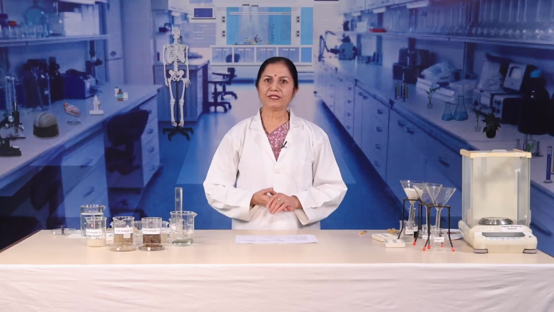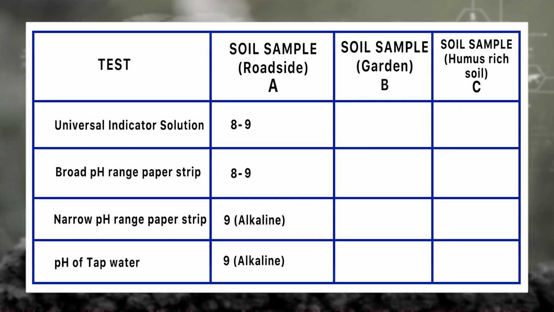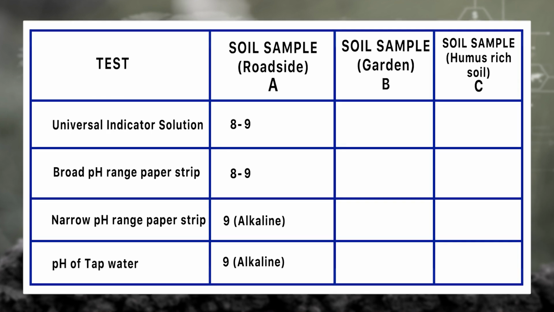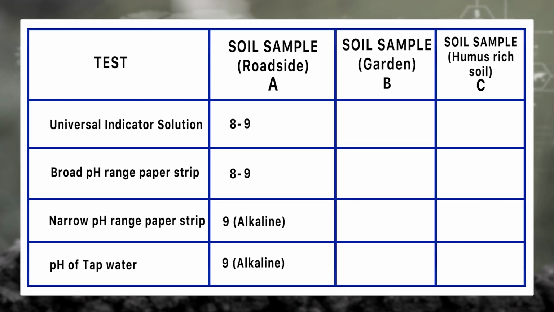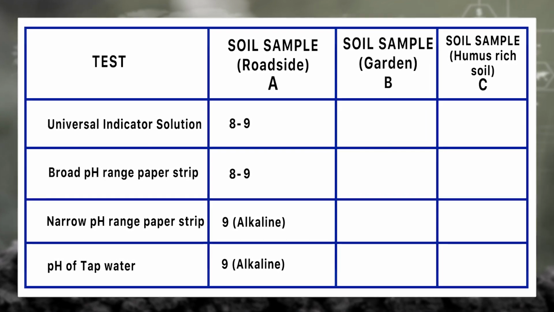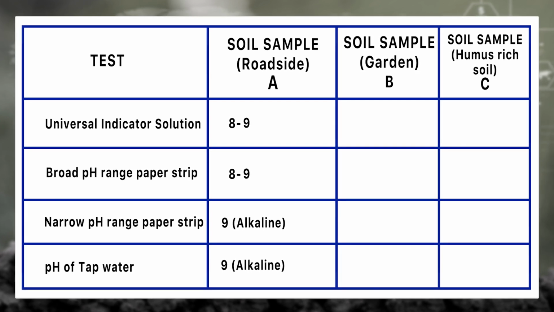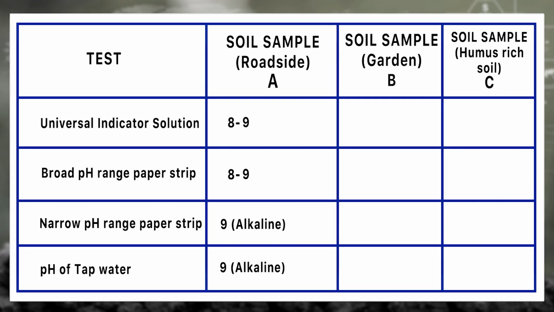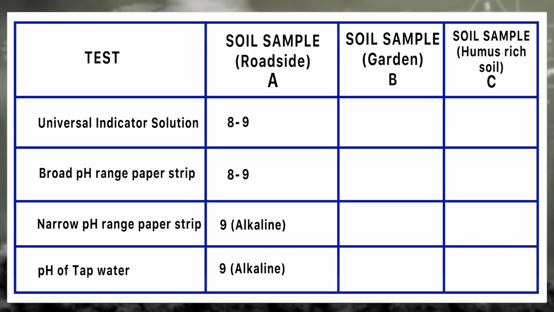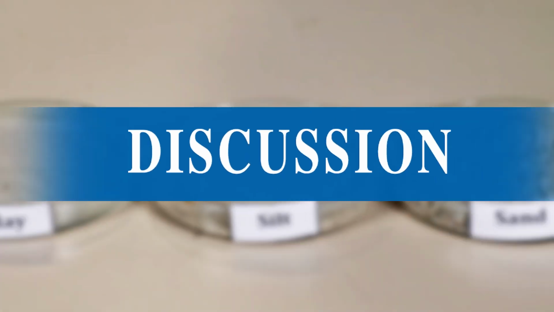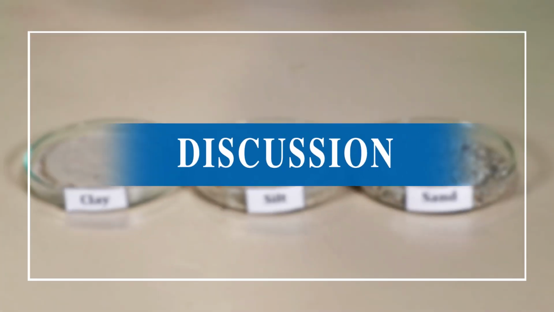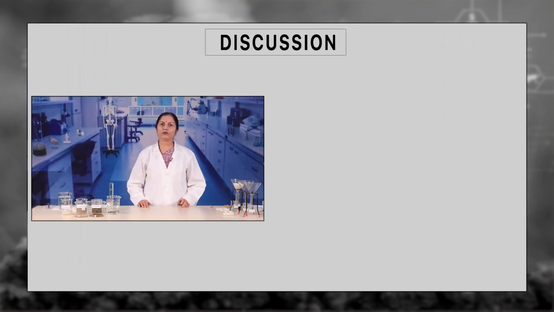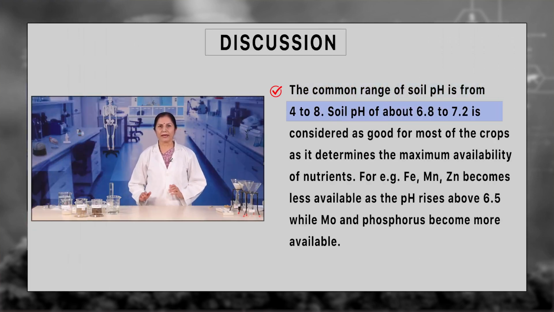It is evident from this table that the soil sample collected from roadside shows pH value in the range of 8 to 9. Using the universal indicator solution and broad range pH paper strip, and pH was indicated as 9 using the narrow range strip, indicating that the soil is alkaline. Similarly, note the pH of soil sample B and soil sample C. The common range of soil pH is from 4 to 8.